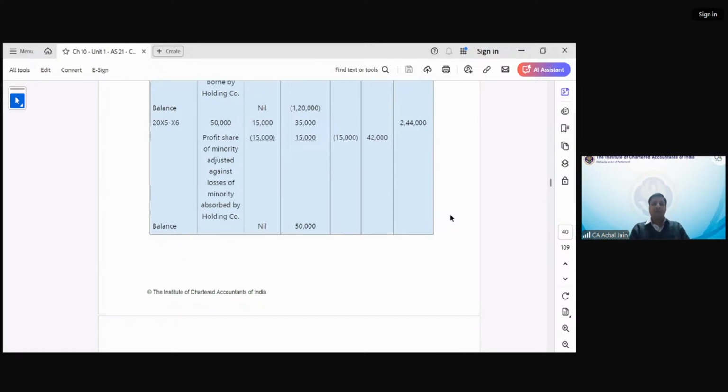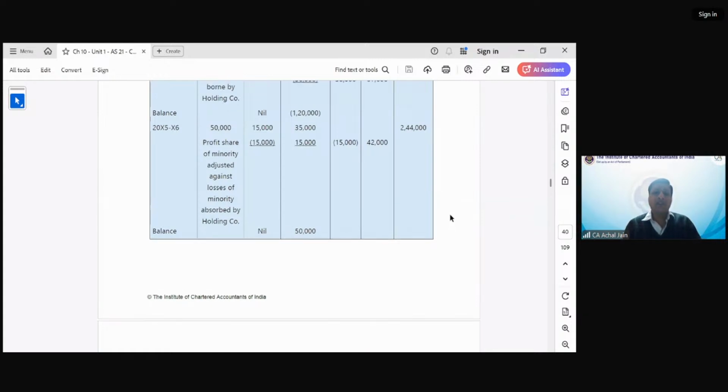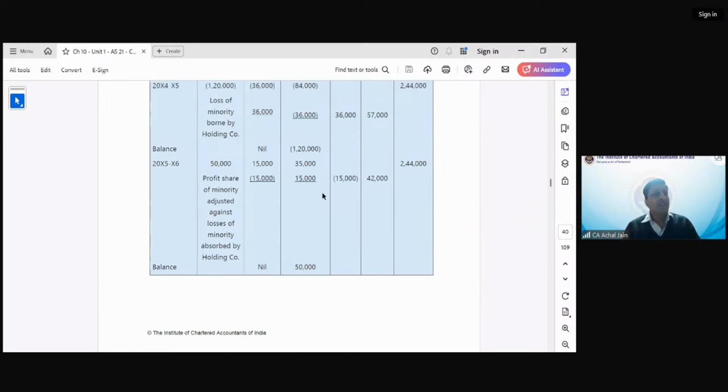Now there is a profit in the fifth year. In the fifth year, there is a profit. So therefore, once again, you will share these profits to both of them, minority and majority, 15,000, 35,000. But now, majority interest holders are waiting.